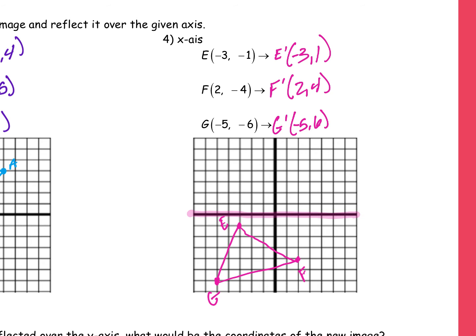Great. So if I graph these, let's see. Negative 3, positive 1. E prime. Negative 5, positive 6, 1, 2, 3, 4, 5, 6. That's G prime, and F prime is at 2, 4. So here's my graph. Okay, is everyone okay with that? Not too bad, right? Reflections are pretty easy as long as it's over one of the axes.